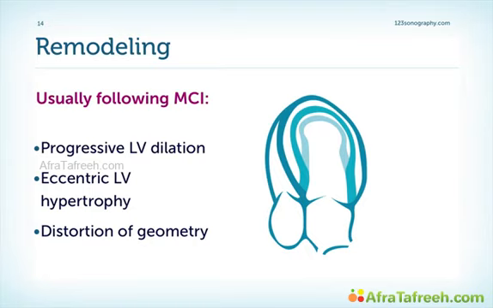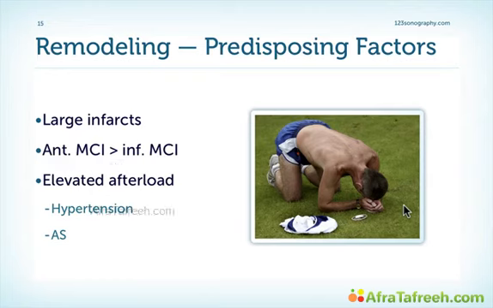Remodeling occurs after myocardial infarction, and it is defined as progressive left ventricular dilatation, where the patients eventually develop some form of eccentric left ventricular hypertrophy, but more importantly, develop a distorted left ventricle. Remodeling is so important because it influences the prognosis of patients and because it's so detrimental. Remodeling usually occurs in patients who have large infarcts. Therefore, it is also more common in patients who have anterior infarcts as opposed to inferior infarcts.